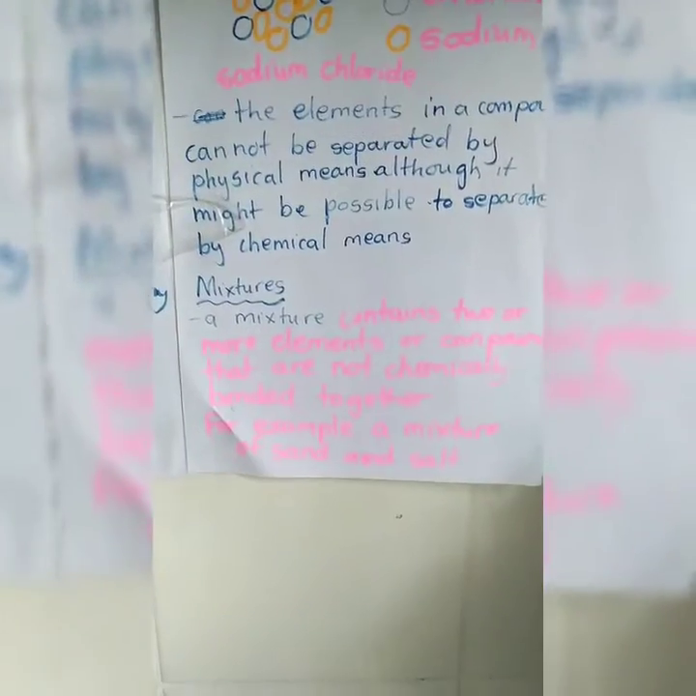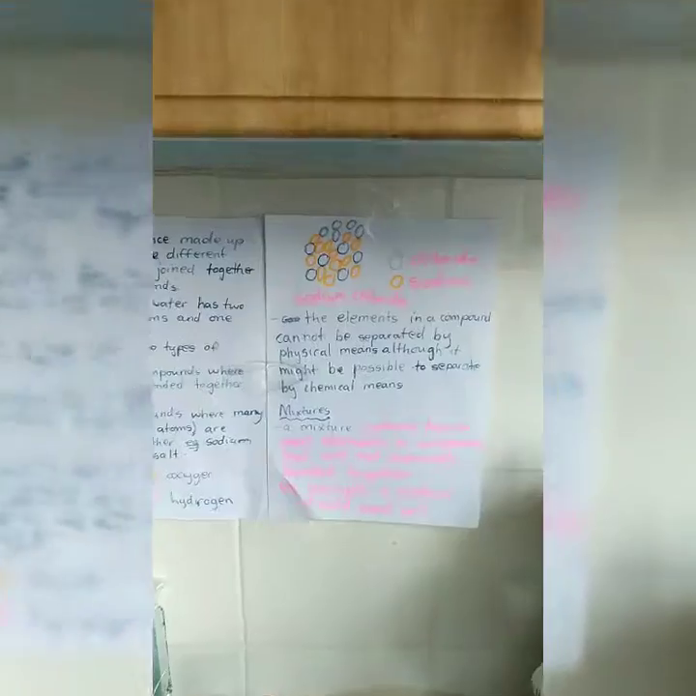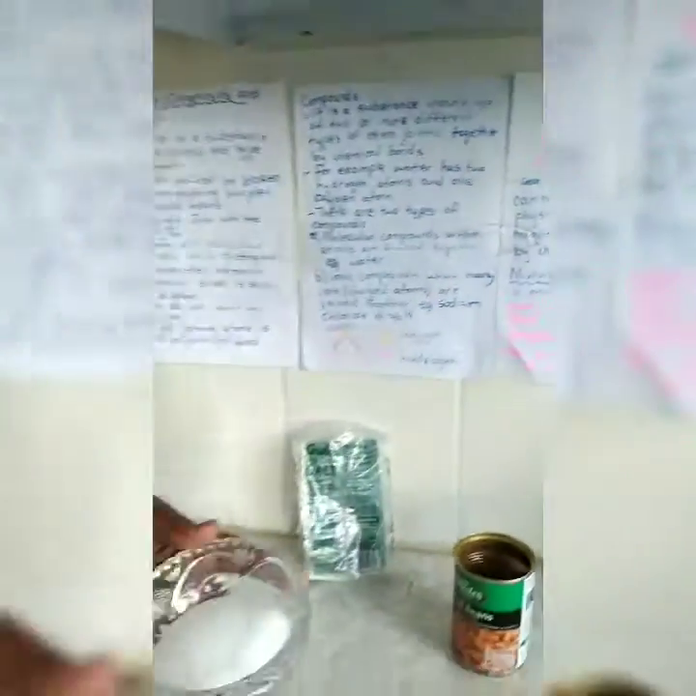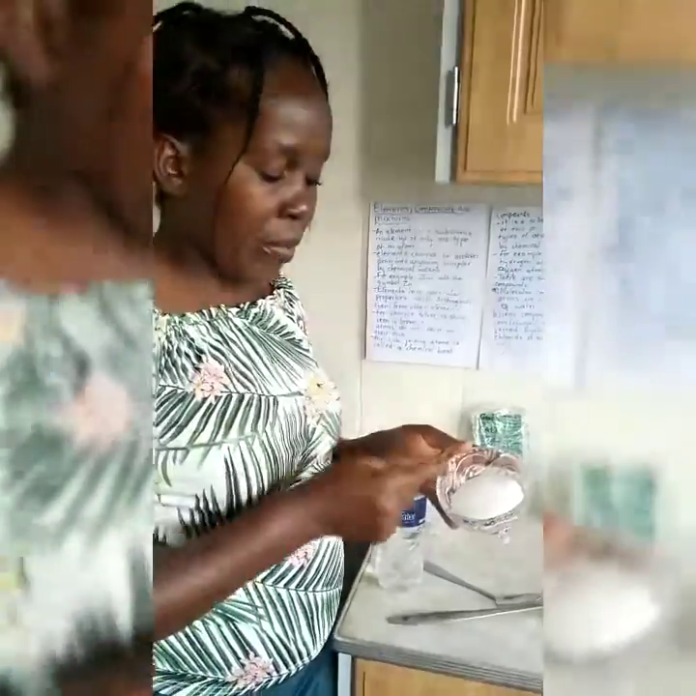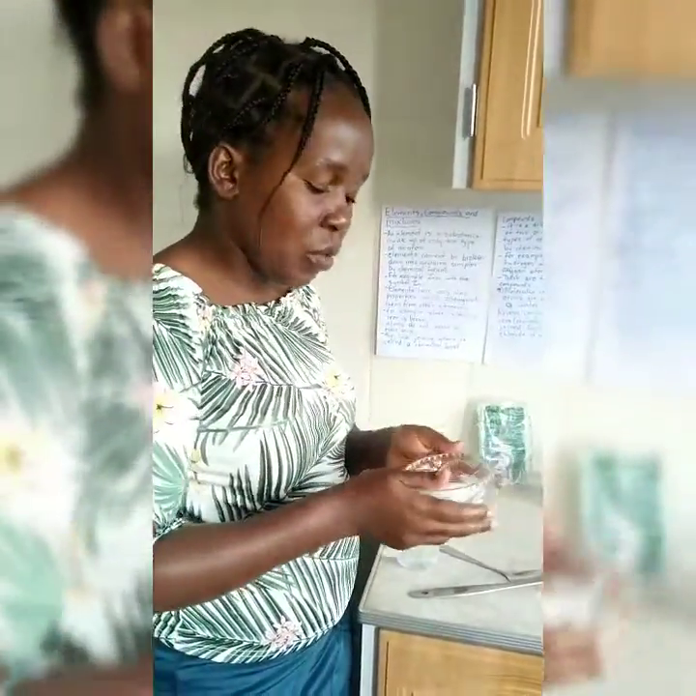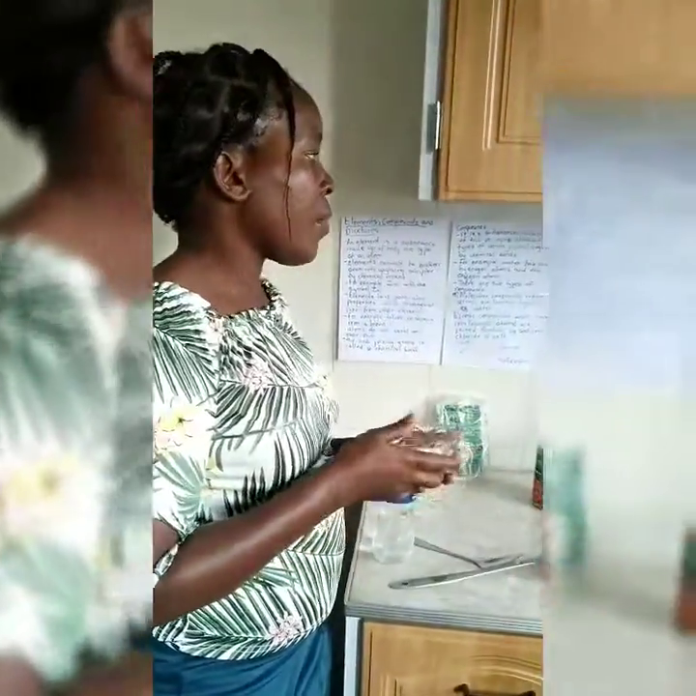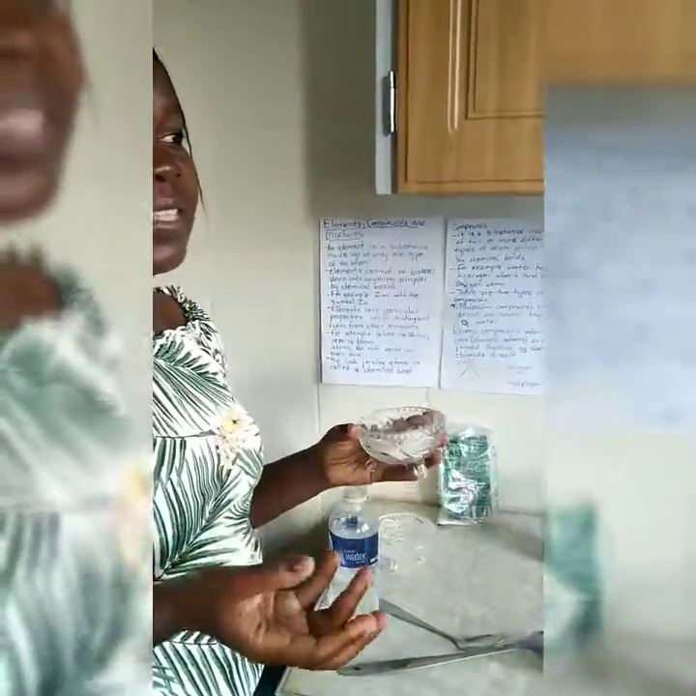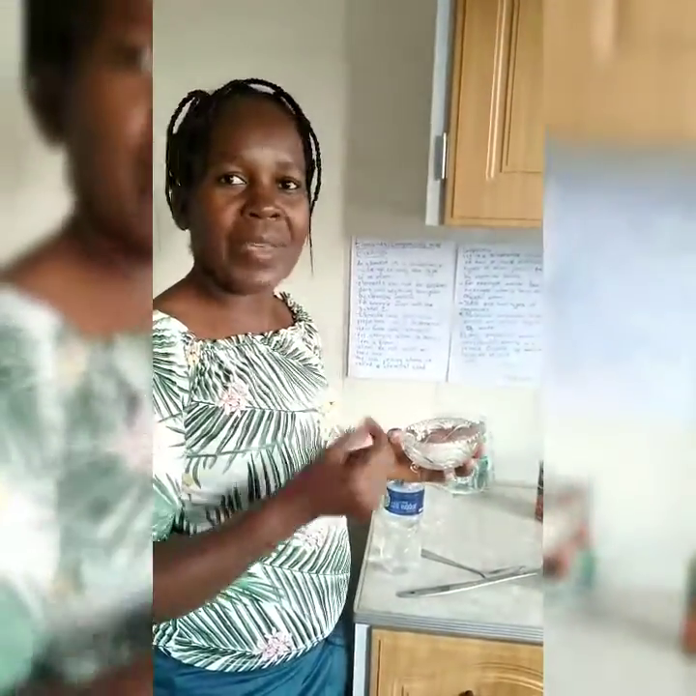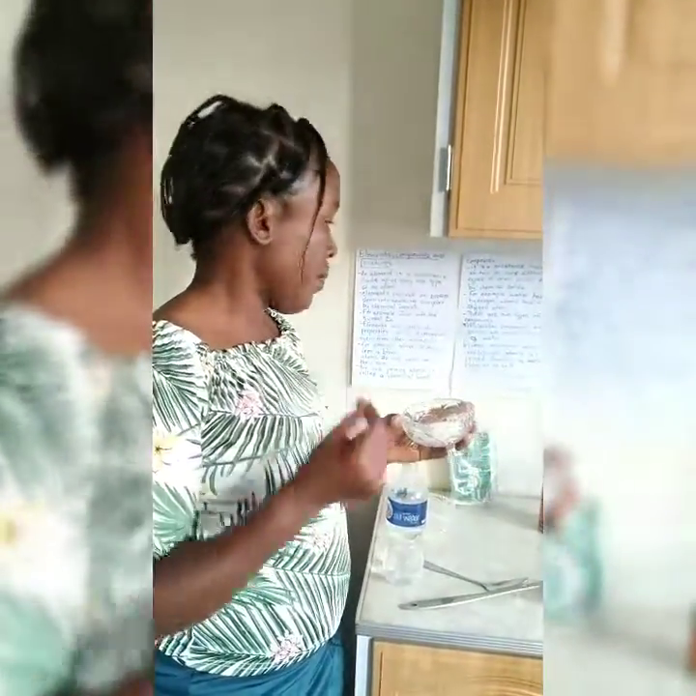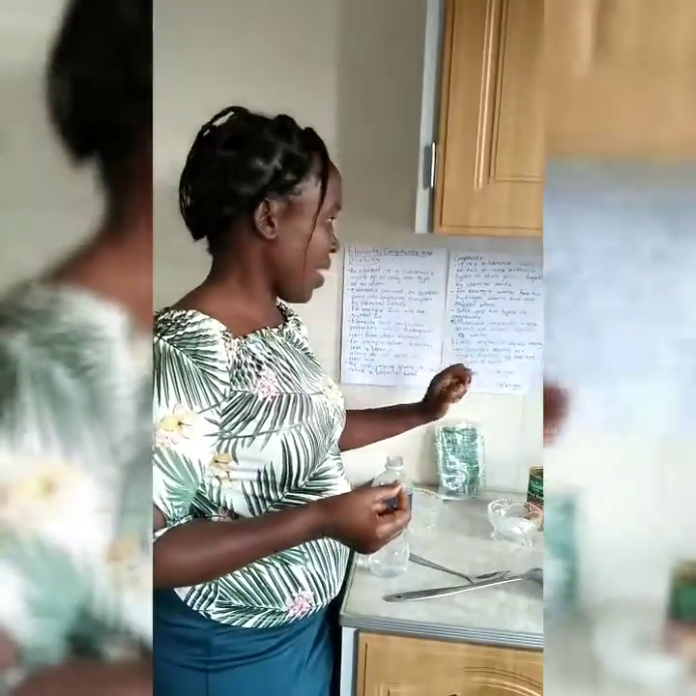The elements in a compound cannot be separated by physical means. This is made up of sodium ions combined with chloride ions. These cannot be separated by any physical means. Of course, there are some cases where we can use chemical means, but they cannot under any circumstance be separated by physical means. And then that leads us to mixtures.